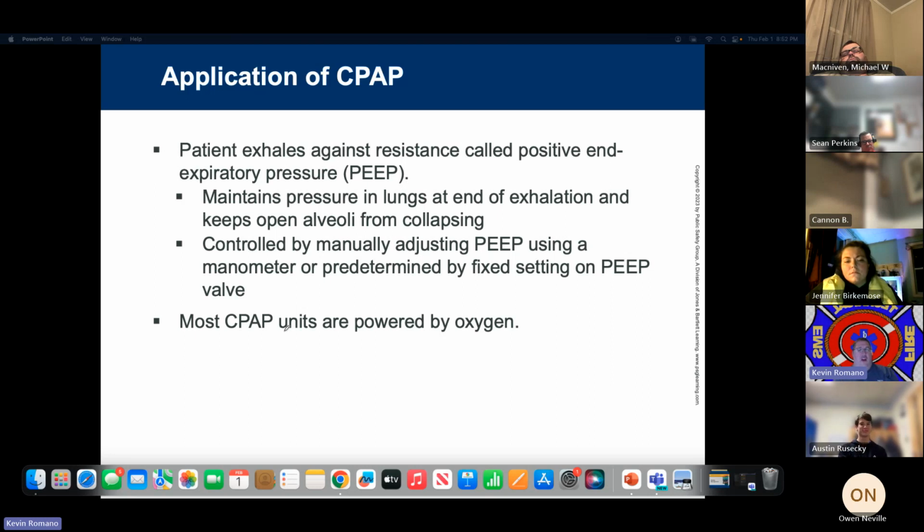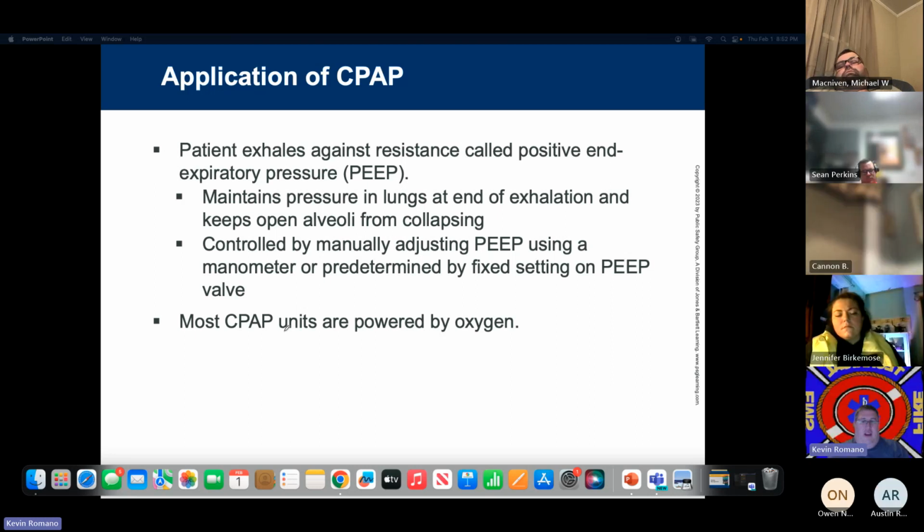So this is composed of a generator, a mask, and a circuit that contains a corrugated tubing, a bacteria filter, and a one-way valve. Right? So the patient exhales against resistance called PEEP. PEEP then maintains pressure in the lungs at the end of exhalation and keeps the alveoli from collapsing.